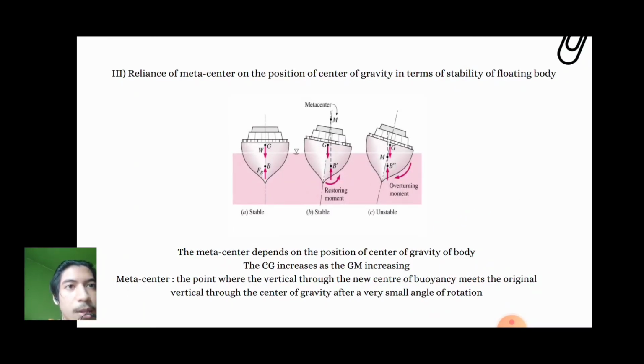3. Reliance of metacenter on the position of center of gravity in terms of stability of a floating body. The metacenter depends on the position of the center of gravity of the body. The CG increases as the GM increases. The metacenter is the point where the vertical through the new center of buoyancy meets the original vertical through the center of gravity after a very small angle of rotation.